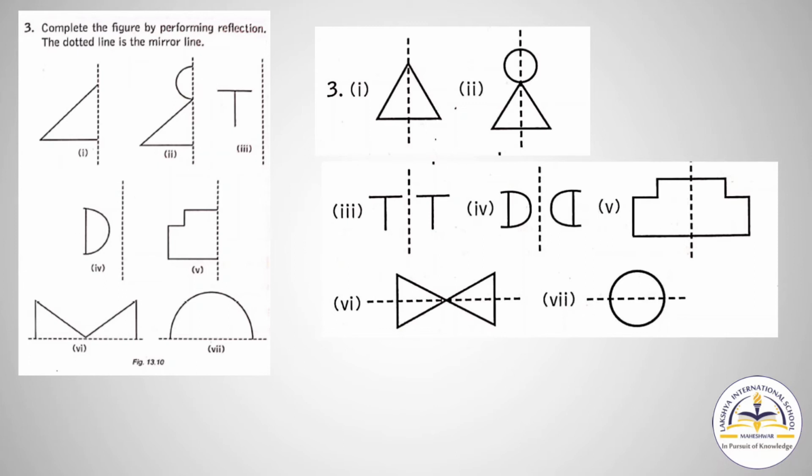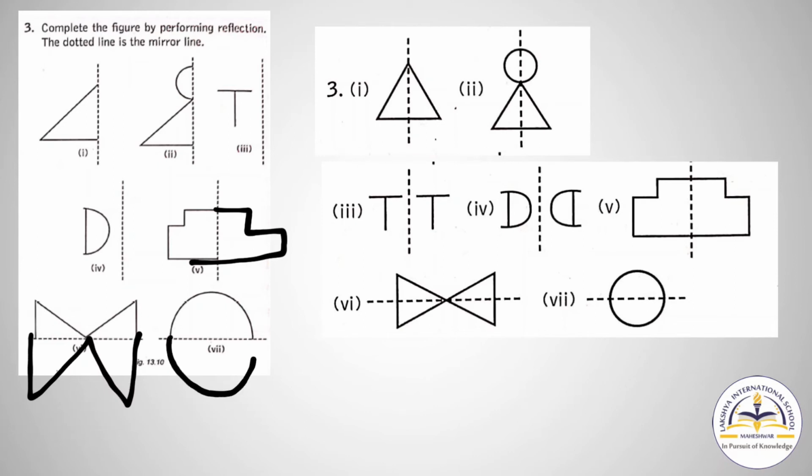Now for the third you have to make T here. Now D, you have to make D in this manner because this is the mirror line. Now for the fifth question, now sixth question, now seventh question.